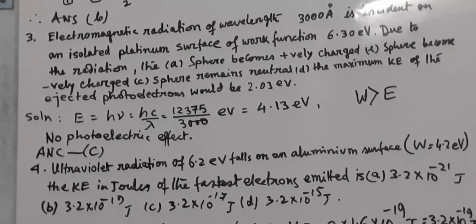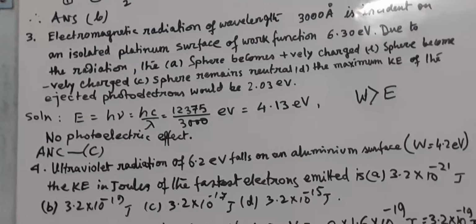Now, you have to see the most important point here, the platinum surface, that is to be noted, and the energy available for the platinum surface with 3000 angstrom wavelength. So hc over 3000 will give the energy in electron volt, that is coming to 4.13 electron volt. This supplied energy is not able to overcome even the work function, which is given here as 6.3 electron volt. It has to overcome that value, then only will emission of electrons take place. So no photoelectric effect will take place here.